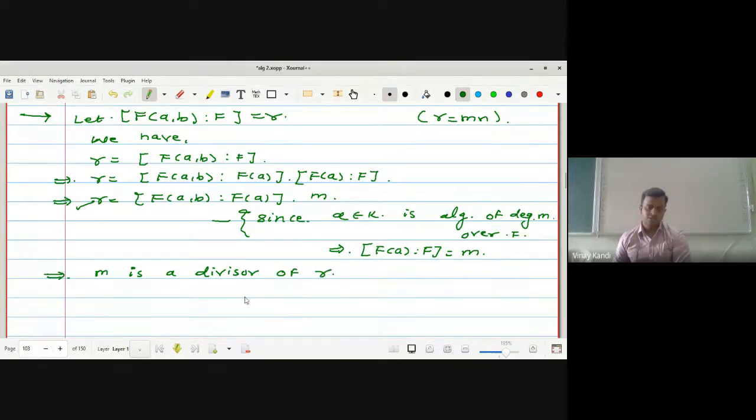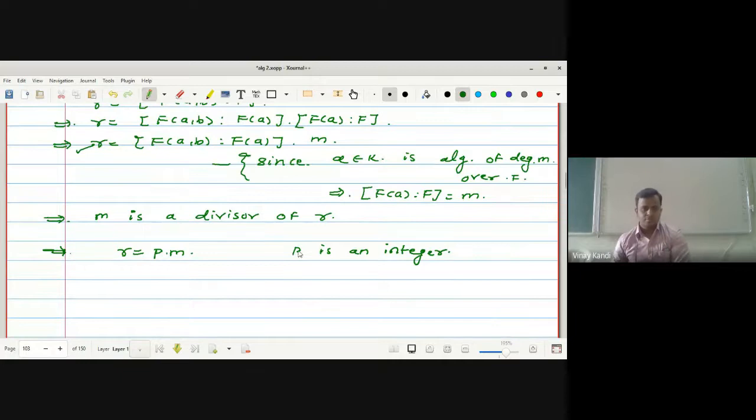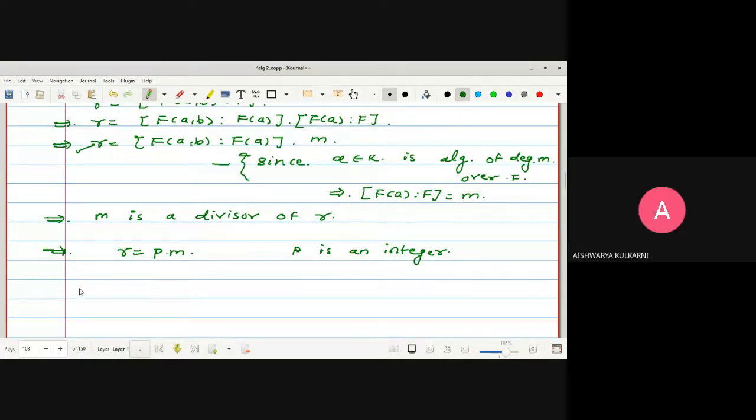Okay, is it correct? So this implies if m is a divisor of r, then there exists an integer p such that r is equal to p into m, where p is an integer. Any doubt up to here? No, sir.